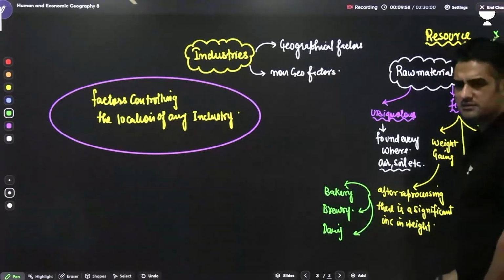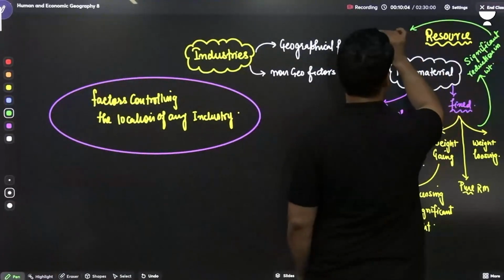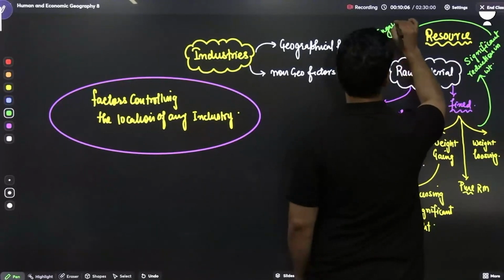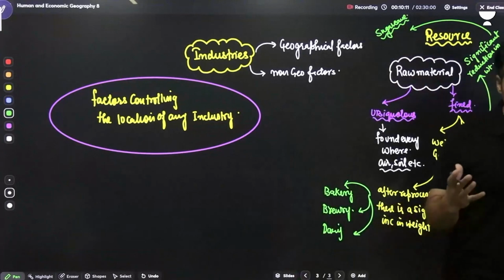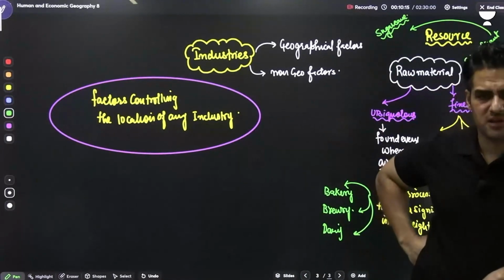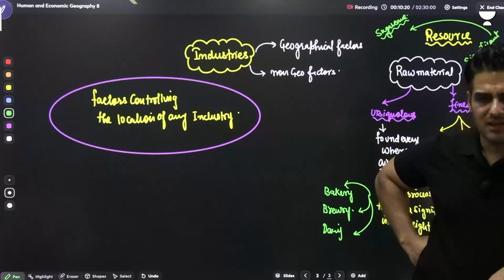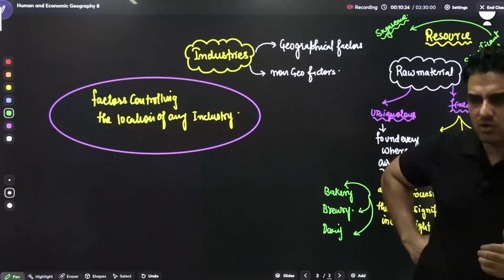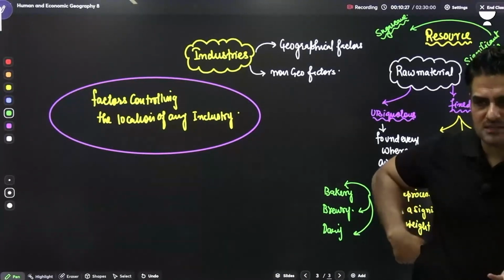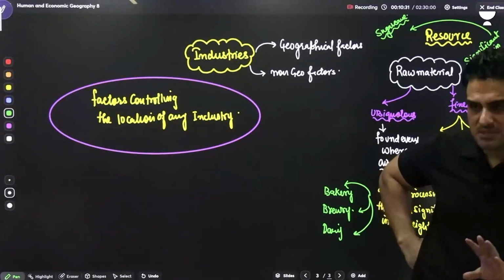Give me example of this. Very good. Sugarcane industry. When we harvest sugarcane, big canes of sugarcane, what are they? Very heavy. After crushing, which we discussed yesterday, sugarcane is converted into juice. Juice to khandsari, gur or sugar crystals. What happened to the weight? Decreases. Am I clear with this? Is this understandable?